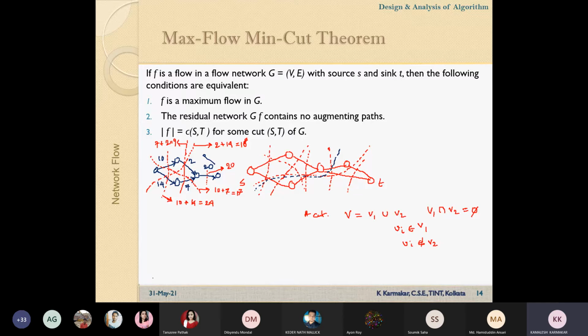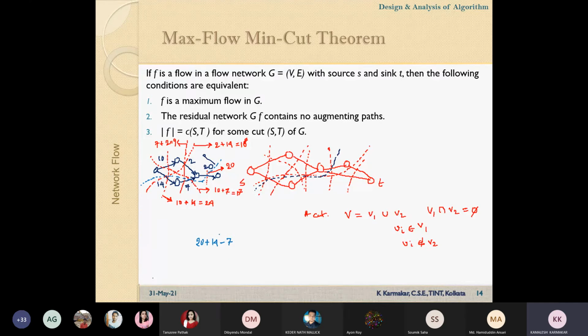The cuts are like this. I'm using a different color because this cut will be a little bit complex. So if we consider a cut like this, what will be the cost? 20 plus 14 minus 7. Do you know why it's minus 7?